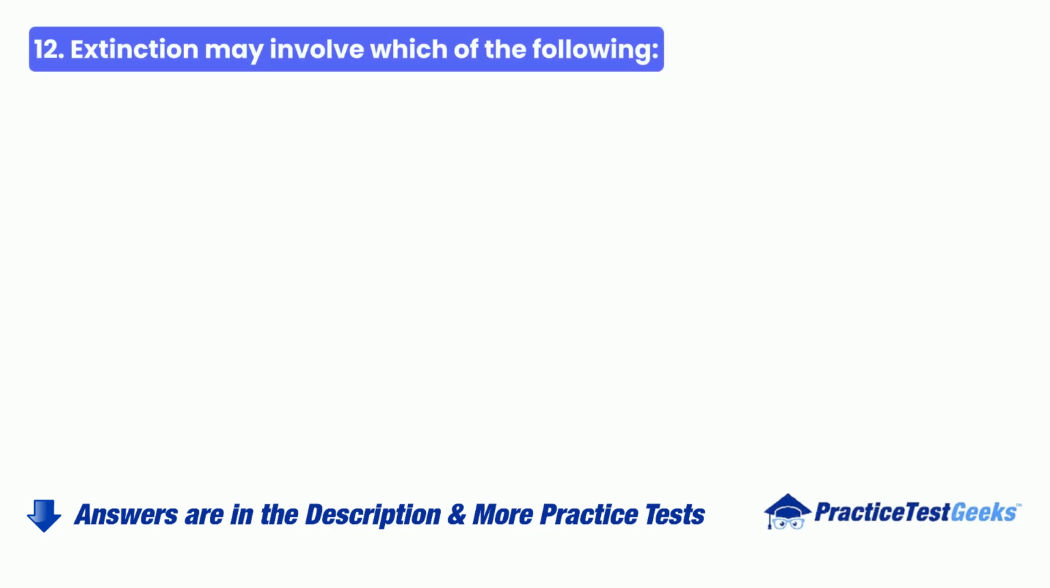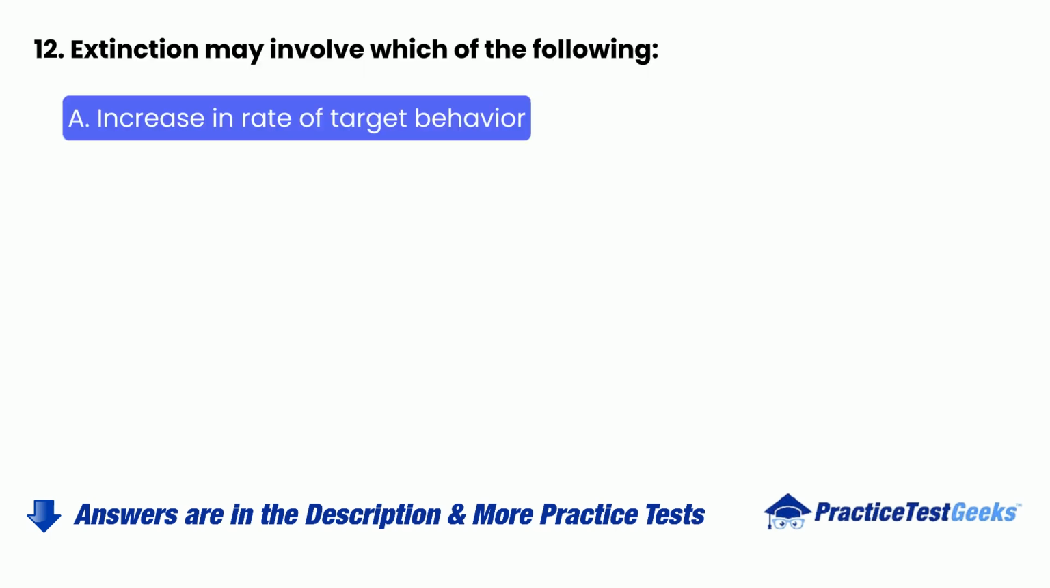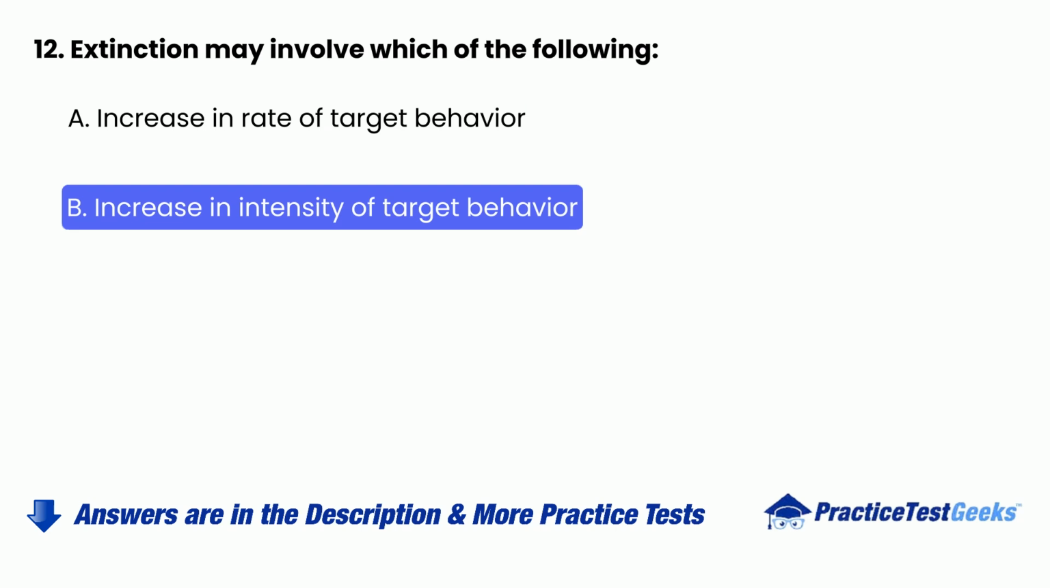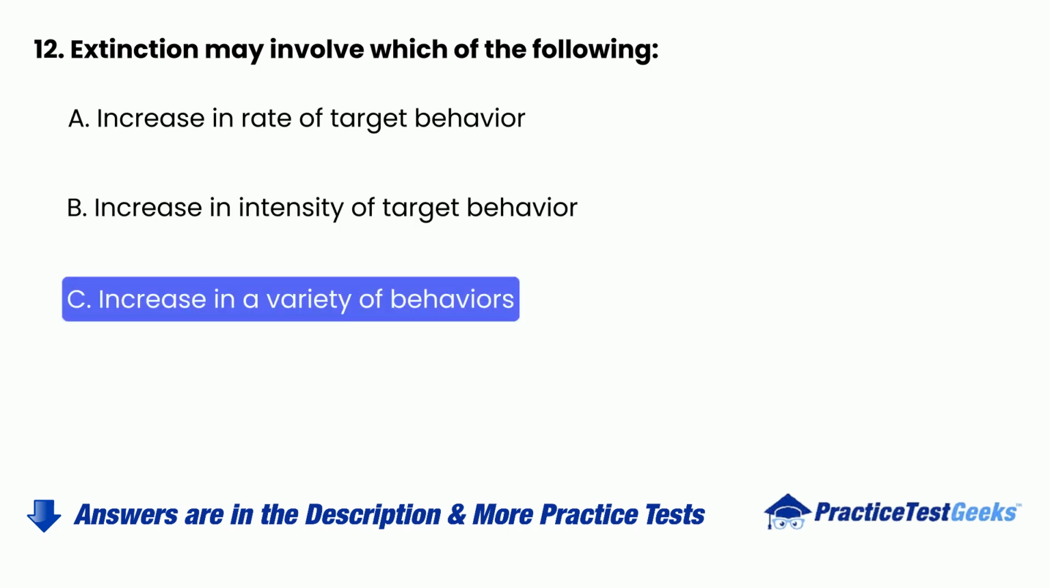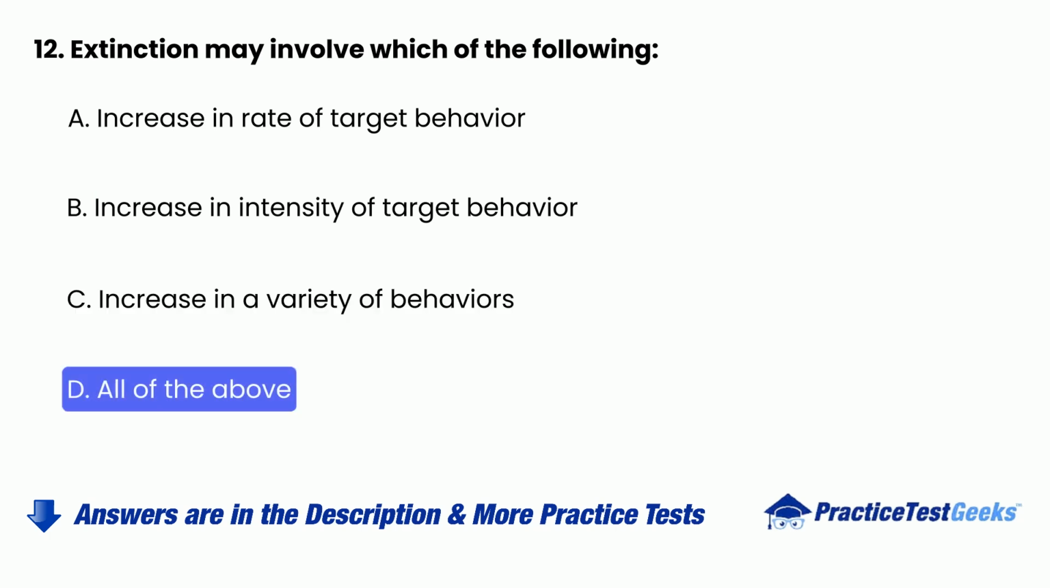Extinction may involve which of the following? A. Increase in rate of target behavior. B. Increase in intensity of target behavior. C. Increase in a variety of behaviors. D. All of the above.